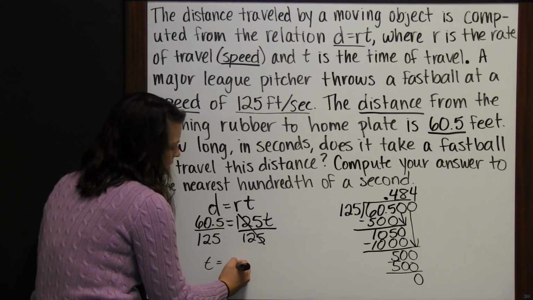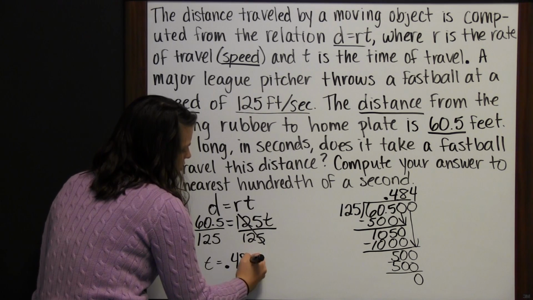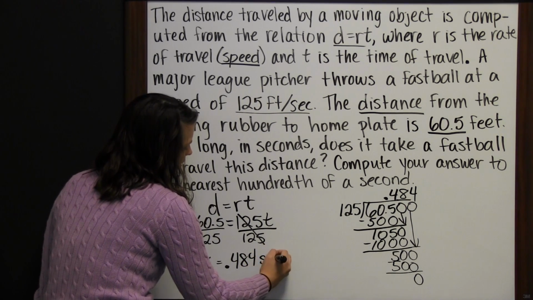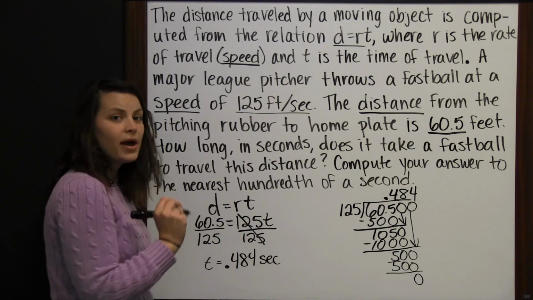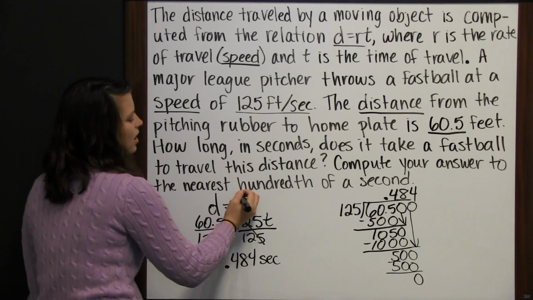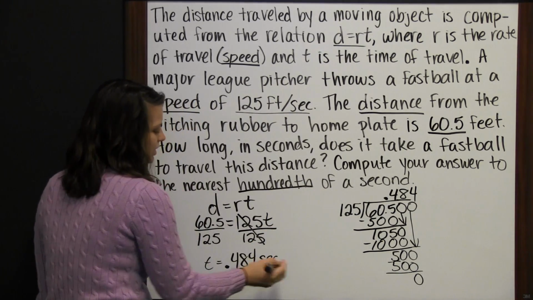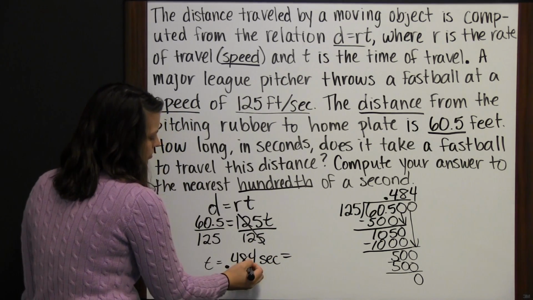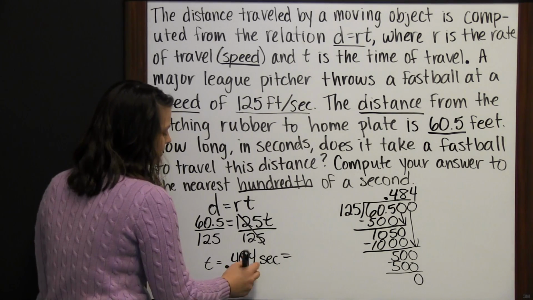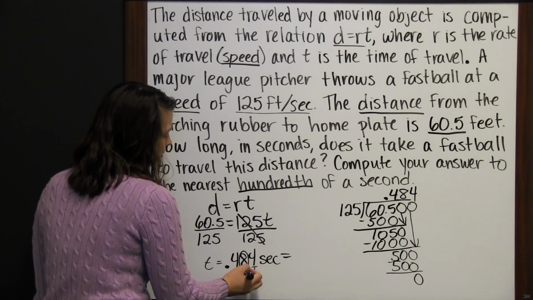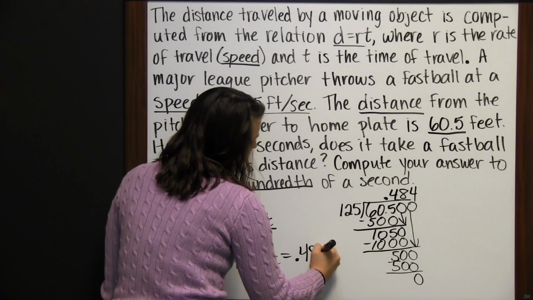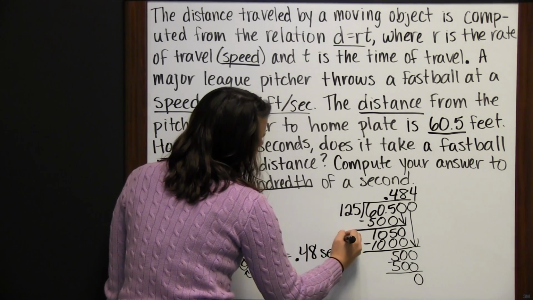So that means that the time would be 484 thousandths seconds. But if we go back to our instructions, it said to compute your answer to the nearest hundredth, which means I need to round this to the hundredths place. The 8 is in the hundredths place, and that 4 tells the 8 to stay the same. So it's simply 48 hundredths seconds.